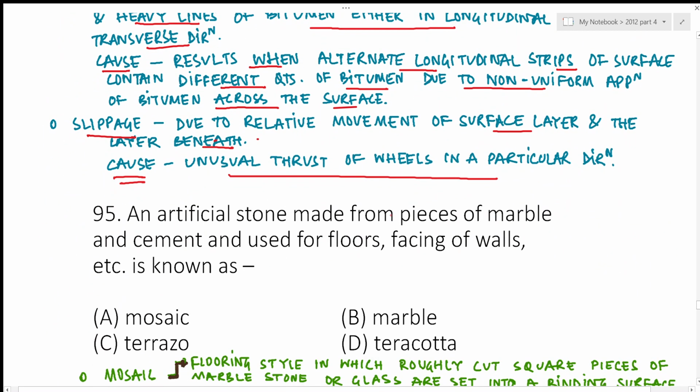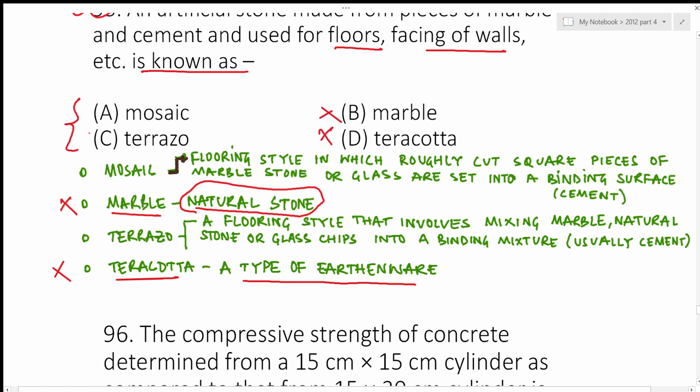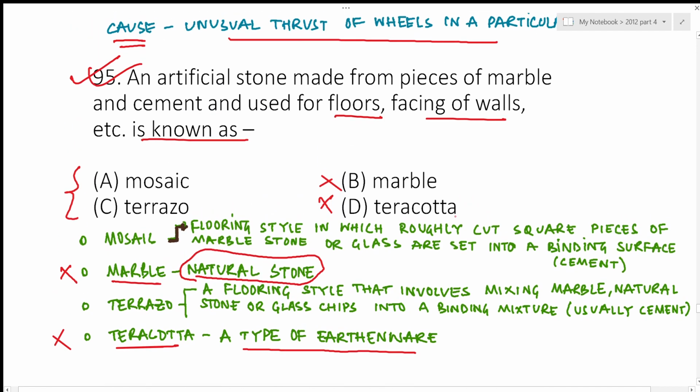The next question: an artificial stone made from pieces of marble and cement and used for floors, facing of walls, etc. is known as. Now the two options given here are marble as well as terracotta. Marble is a natural stone, so this option won't be correct, right? And terracotta is a type of earthenware, so this option also goes out of the picture. Now the question arises between these two options, A and B. Mosaic as well as terrazzo, they both are made up of marble and cement. So for this particular question, both the answers should be correct.